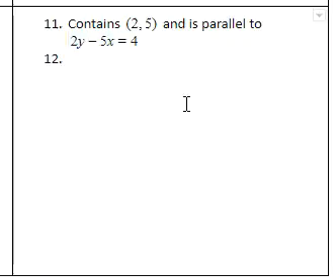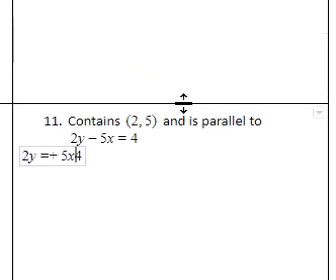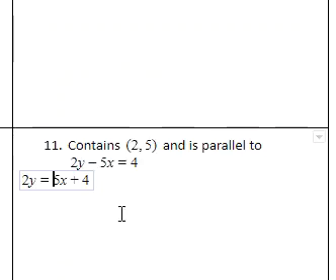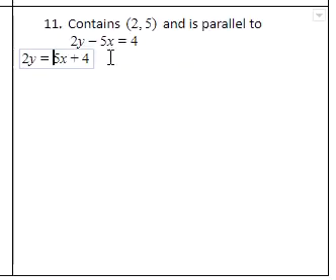Okay, I'm going to copy it. If I want to find the equation of this line, I need to solve for y so that I can find the slope from slope-intercept form. So the first thing that we're going to do is add 5x to both sides to move it to the other side. So if I add 5x to both sides, that negative 5x will move to the other side, becoming a positive 5x plus 4.